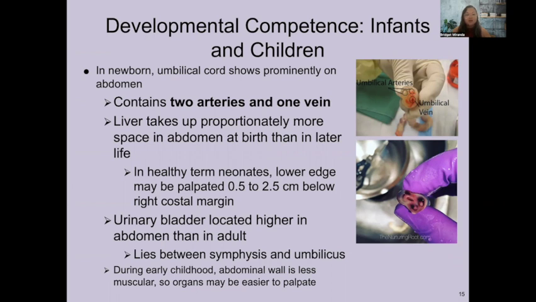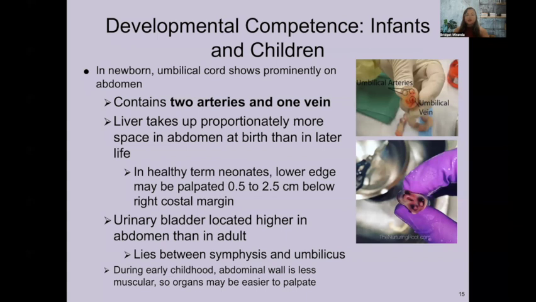And also notable in small infants is that the liver takes up proportionately most of that abdominal space. But as they get older, it will start to become more in relation or in the same scale of that of an adult patient. In healthy term neonates or newborns, that lower edge is actually palpable up to even 2.5 centimeters below that right costal margin. So remembering that the liver lays under that costal area, but just a little bit can be palpable.